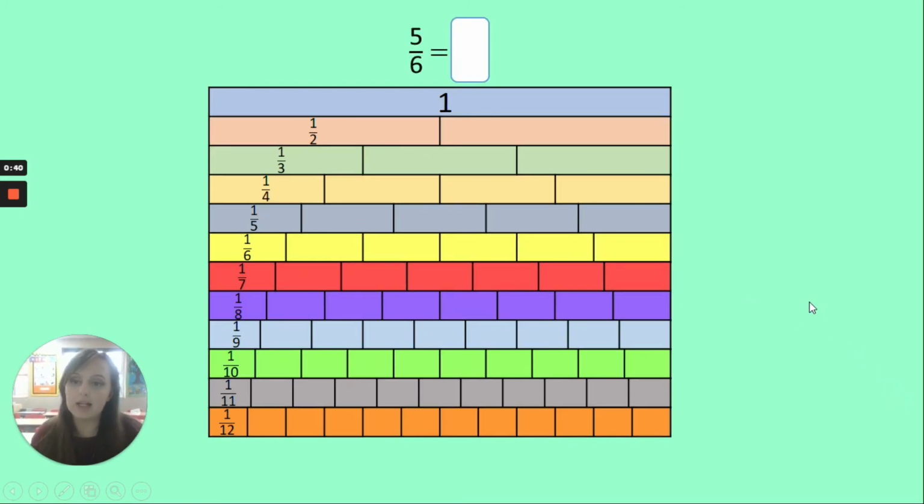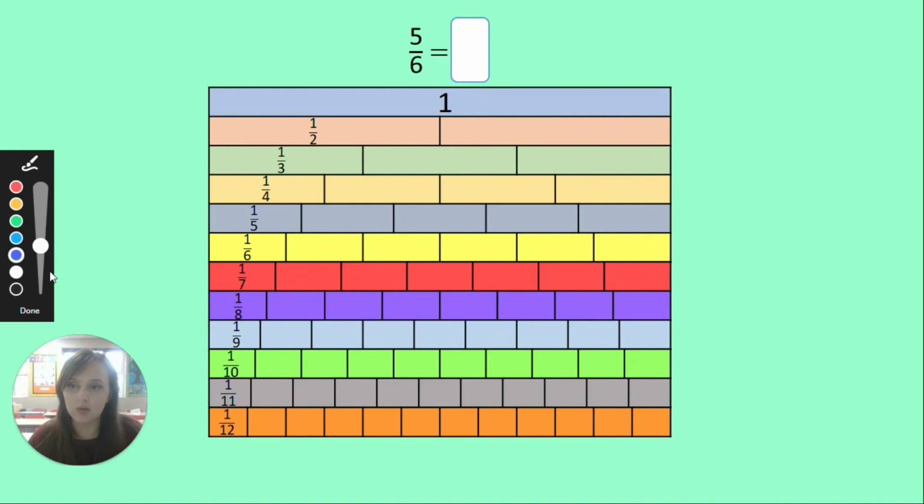So for example, let's say we're looking to find a fraction that's worth the same as 5/6. All we need to do is go to our sixths, colour in 5 of them, 1, 2, 3, 4, 5, and then look up or down on our fraction wall to find another fraction that's worth the same. And I can see here 12ths are worth the same. Let's see how many 12ths are worth the same as 5/6. 1/12, 2, 3, 4, 5, 6, 7, 8, 9, 10. 10 12ths are worth the same as 5/6.